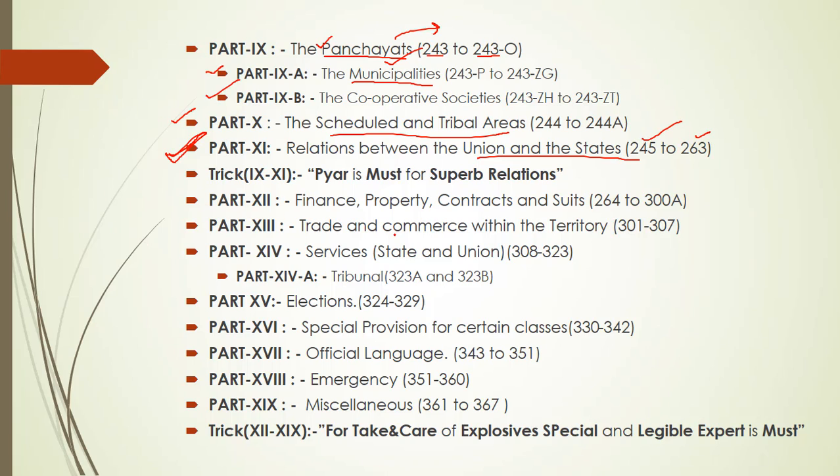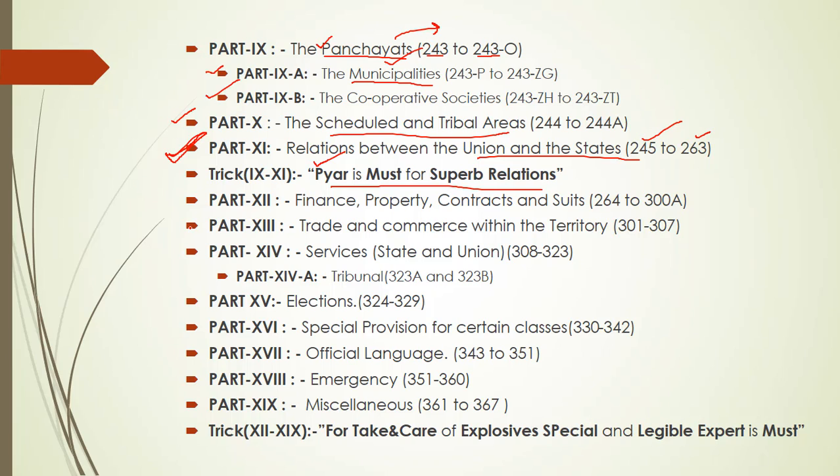Now again a superb trick for you guys from part 9 to part 11 of the Indian Constitution, which says: pyar is must for superb relations. That's a very nice sentence and it's easy to learn, and it's also the basic fact actually. So pyar, which deals with the panchayat, must, M, which deals with the municipalities, 9A, part 10 scheduled, S superb and S scheduled, and R relations between union and state.